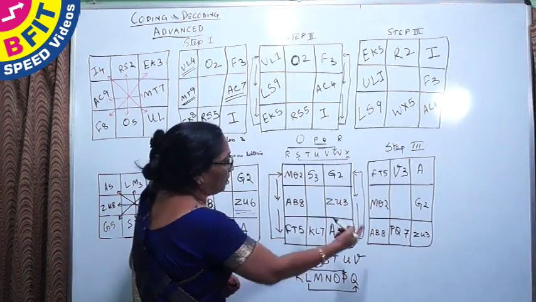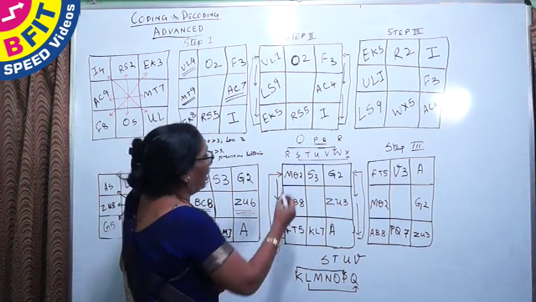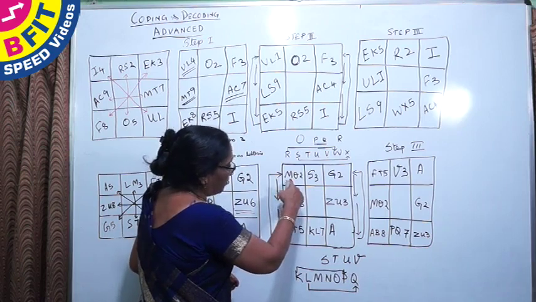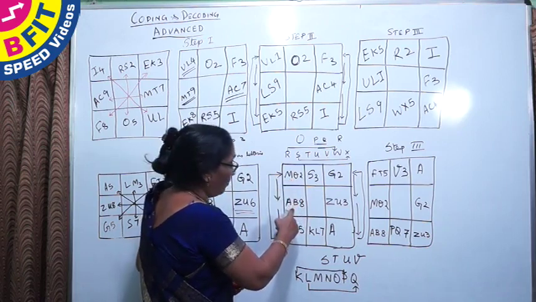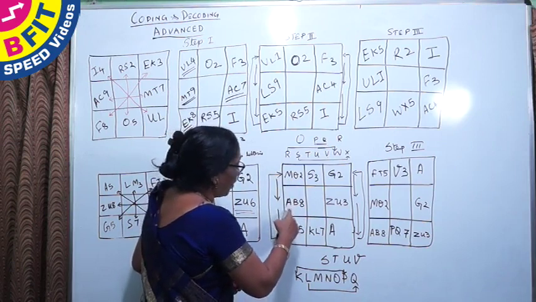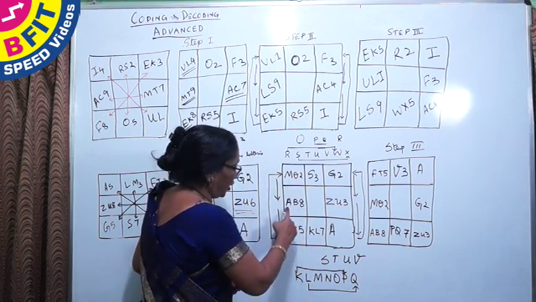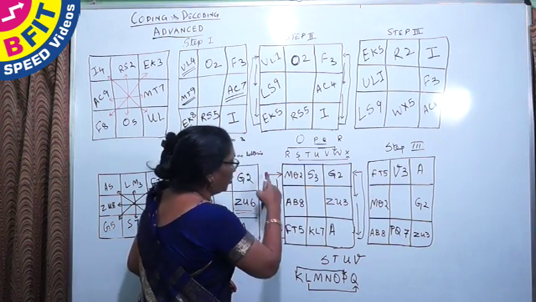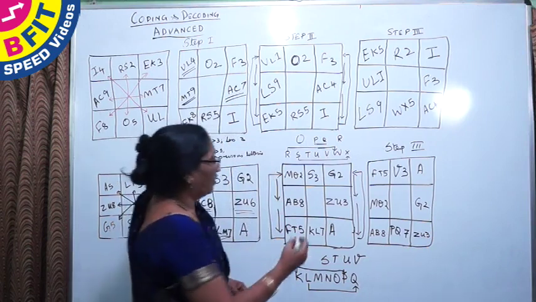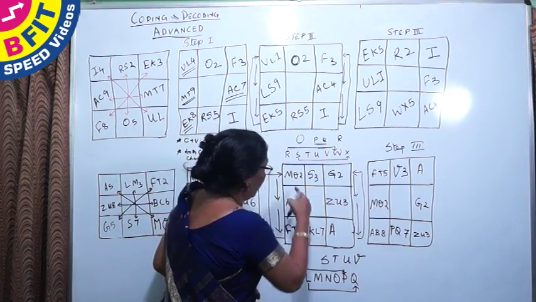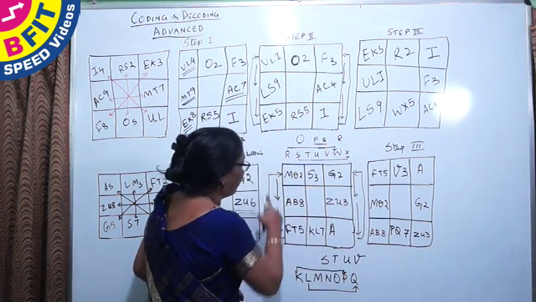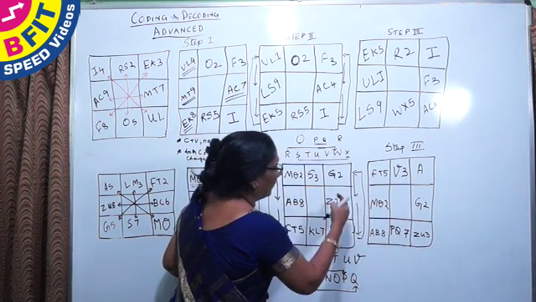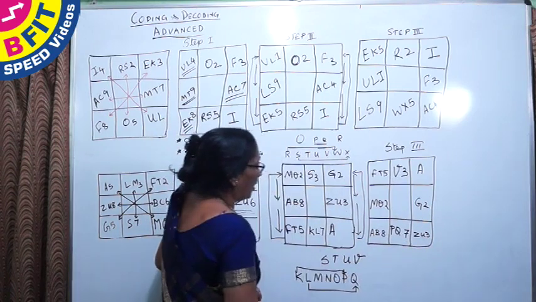from step 2 to step 3, the rule which is being followed is the elements in the first row, first column is brought to the second column, first column, second row, and whatever is in the first column, second row is brought to the third row, and that which is in the third row is taken to the first row. So MO2 comes down, AB8 also comes down, and FT5 goes up. Similarly, in the third row, G2 comes down, ZU3 comes to the third row, and A goes to the first row.